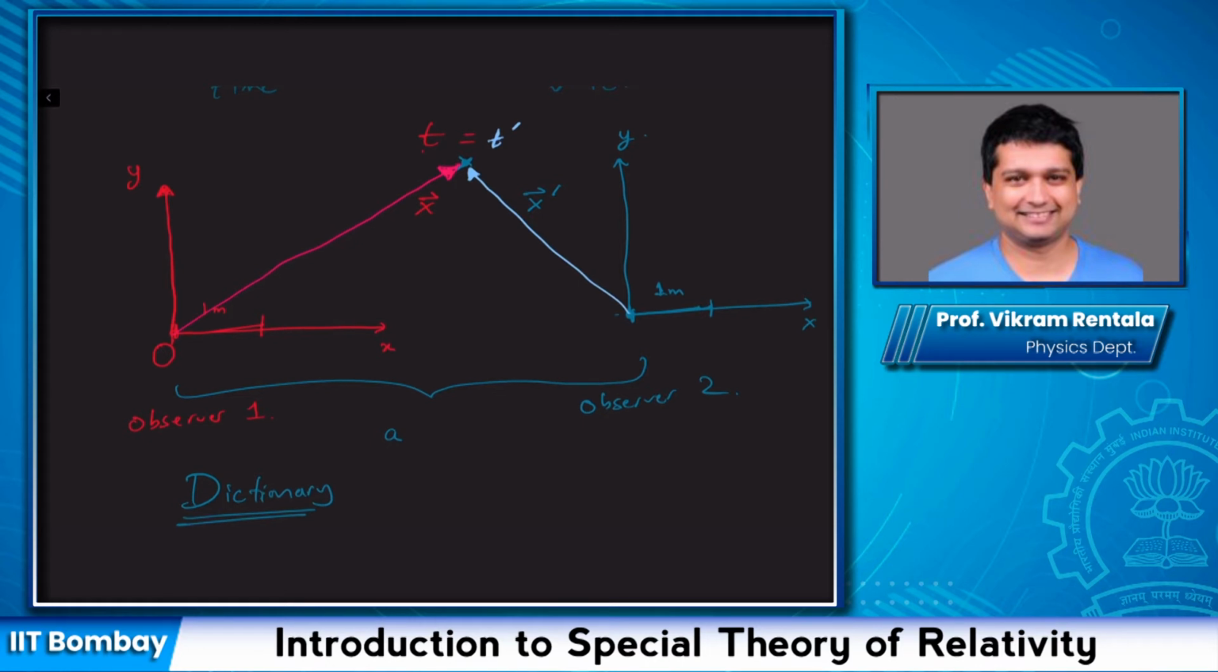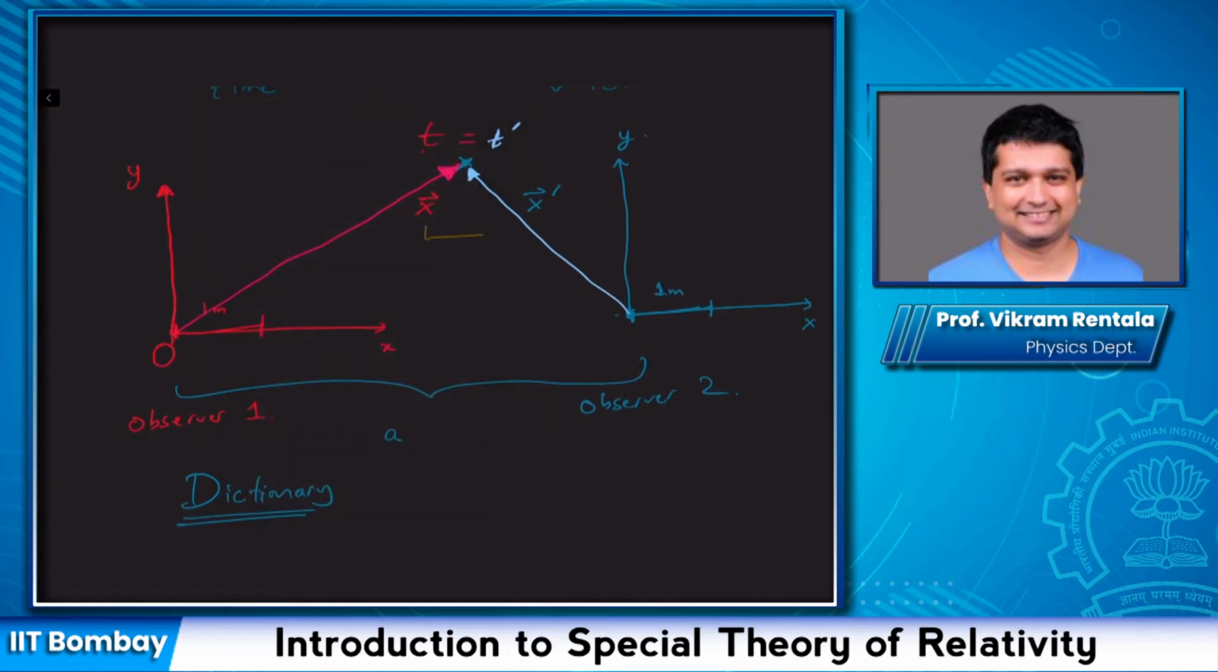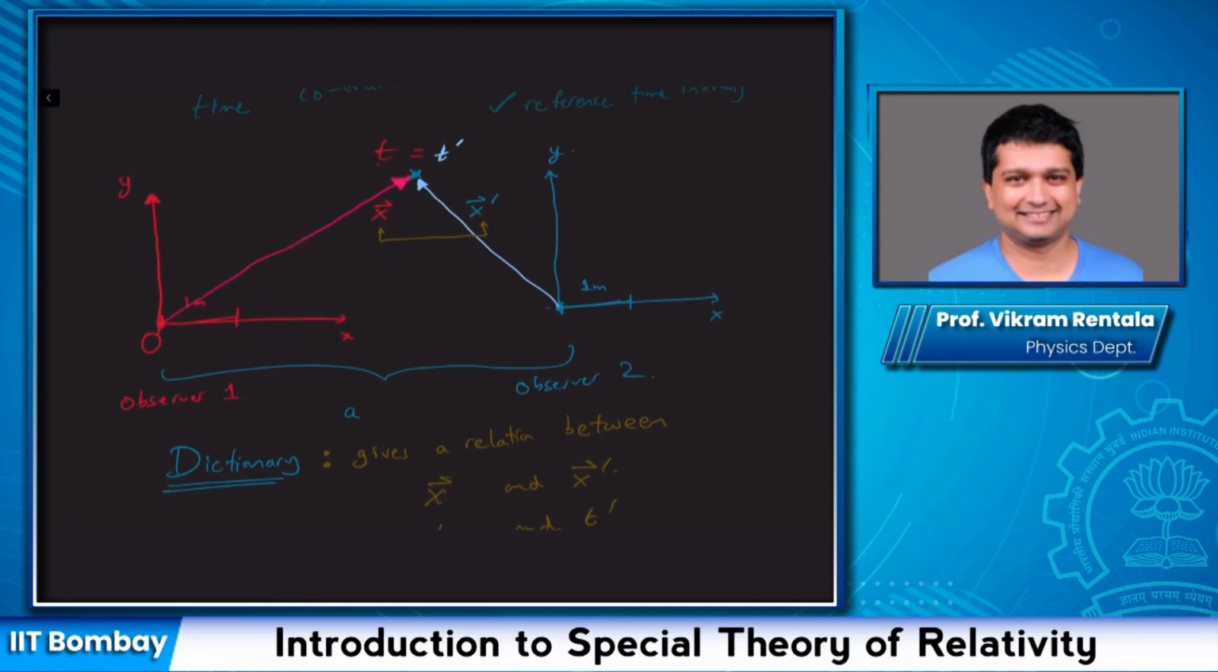Okay, the dictionary tells us how to relate this quantity x to the quantity x prime, but also t and t prime. In this case, the relationship between t and t prime was simple, but that is still part of the dictionary.